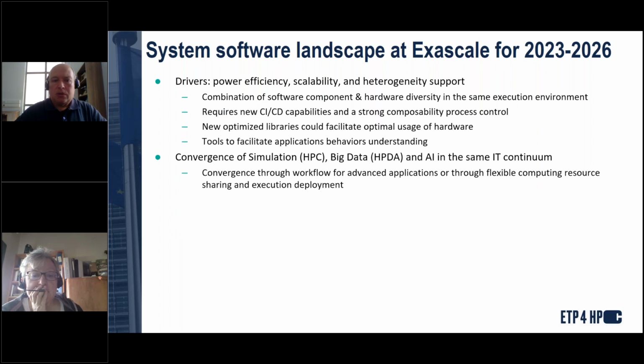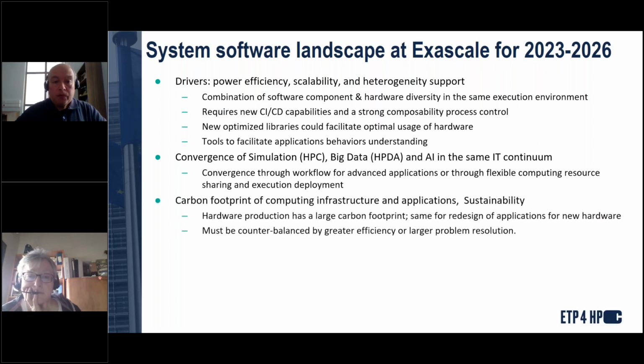This convergence, or path towards convergence, of simulation, big data, and AI on the same IT continuum remains a central aspect. And we see that this is achieved through more complex workflows, more advanced applications that can combine all these available technologies and make use of them in an environment where resource sharing needs to be a bit more flexible, and also remain efficient. The carbon footprint aspect, which leads to a discussion of sustainability.